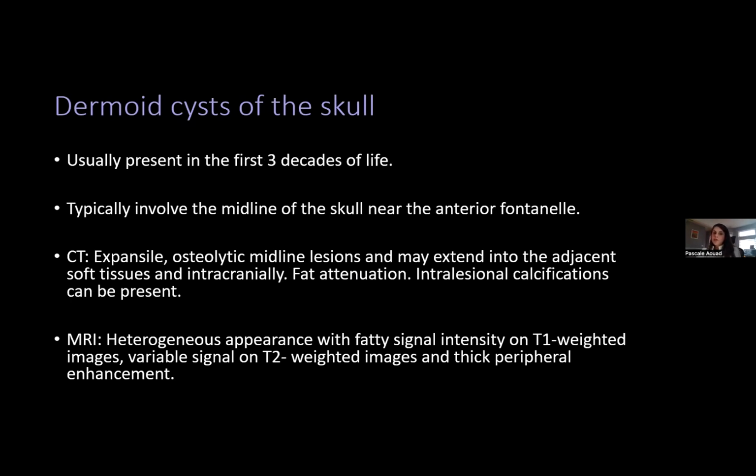Dermoid cysts in this region tend to occur at an earlier age, usually during the first 3 decades of life. They typically occur in the midline, like near the region of the anterior fontanelle. On CT, they will appear as expansile lytic lesions in the midline. They can extend to the adjacent soft tissues or can extend intracranially. They tend to show some fat attenuation, and we can see some wall calcifications. On MRI, we have a more heterogeneous appearance, but we can see again restricted diffusion and some thick peripheral enhancement.